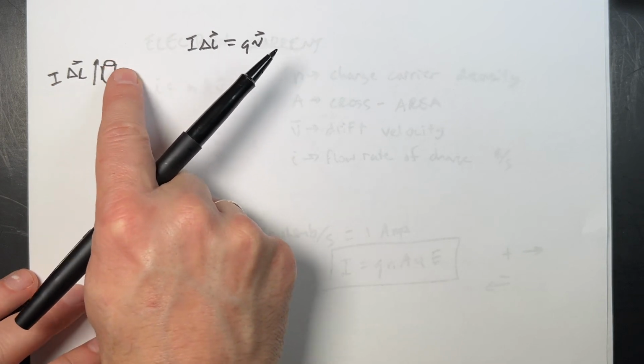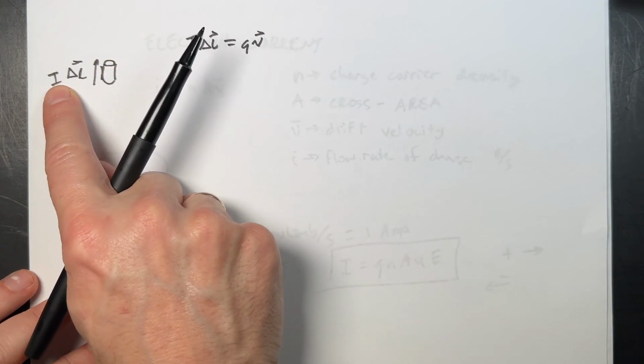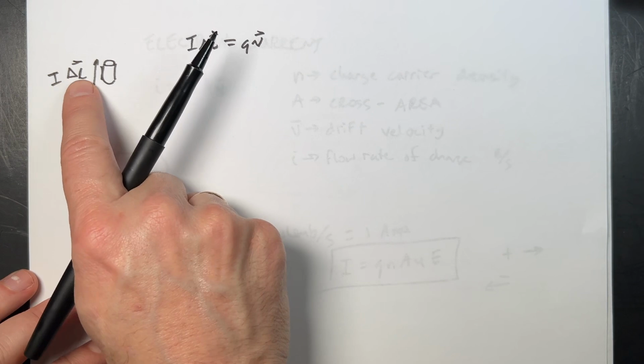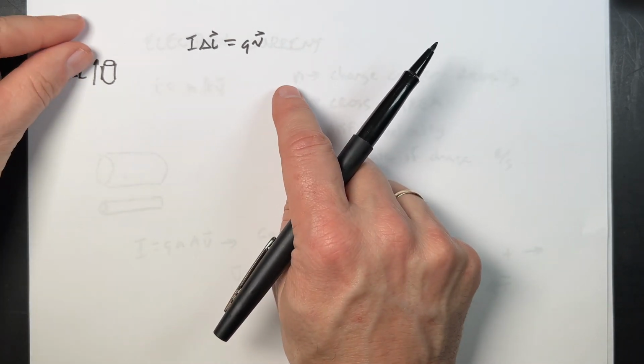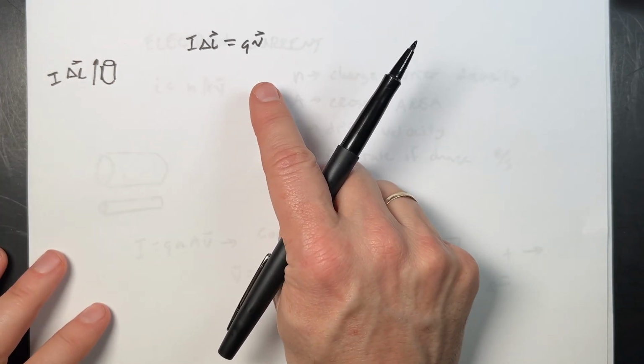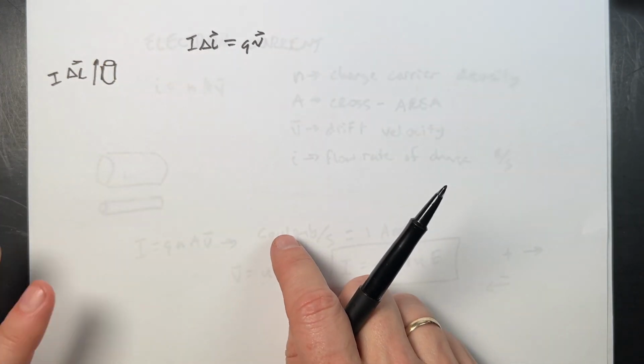And I don't care about how wide that is because I've already taken that into account with the current. So this is the number of coulombs per second times the length, which gives me the same units. We can use this as long as the wire is short. We can't use it if it's long because then they have different contributions, and I'll show you that in a second.